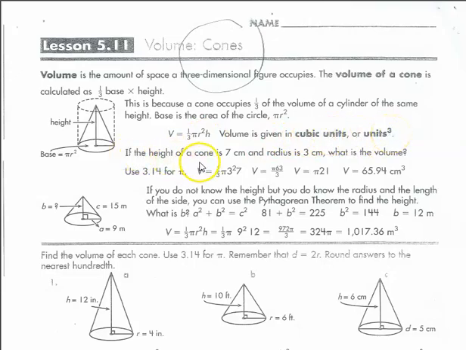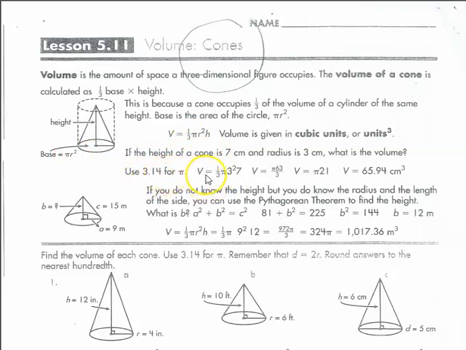If the height of a cone is 7 centimeters and radius is 3 centimeters, what is the volume? Radius is referring to this dimension right here. This is our r, that's the radius of the circle. This height, this line right here, is 7 centimeters. And the pi in the formula, we will use 3.14.